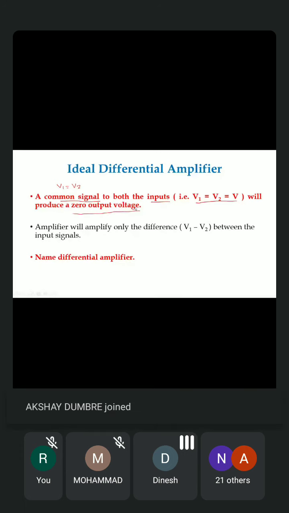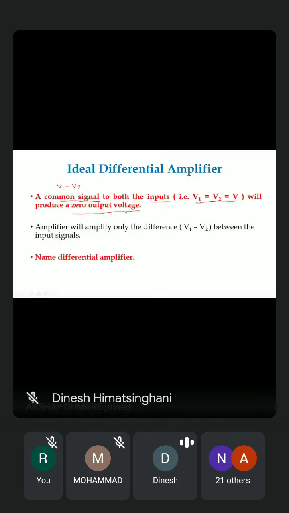Okay. What does an amplifier do? The amplifier only amplifies this difference between the input signals. That is how the name differential amplifier. Okay. The amplifier will only amplify the difference. What is the difference? V1 minus V2 between the input signals. That is how the name differential amplifier.